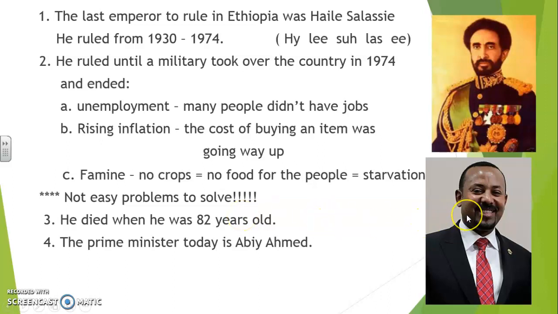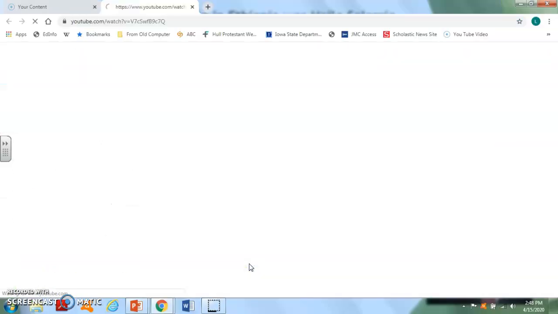Today, the leader of their government is called a prime minister, Abiy Ahmed. And a short video about him we'll watch.